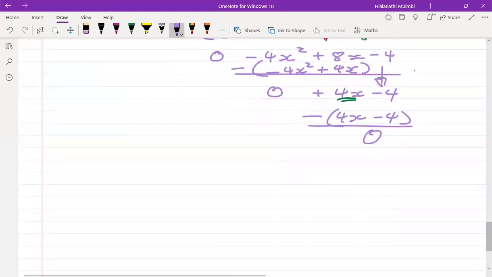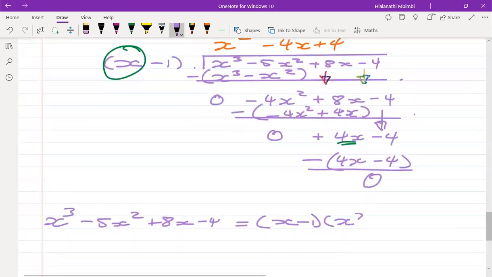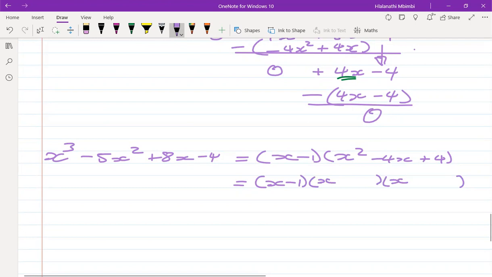So now at this point, you know that long division of x to the power 3 minus 5x squared plus 8x minus 4. You guessed the first solution, but now you're getting the other solution, which is just x squared minus 4x plus 4. Now that's a quadratic, and we are okay with factorizing quadratics. So this is going to be x, this is going to be 2 and 2. They're both going to be negative, and you are done.